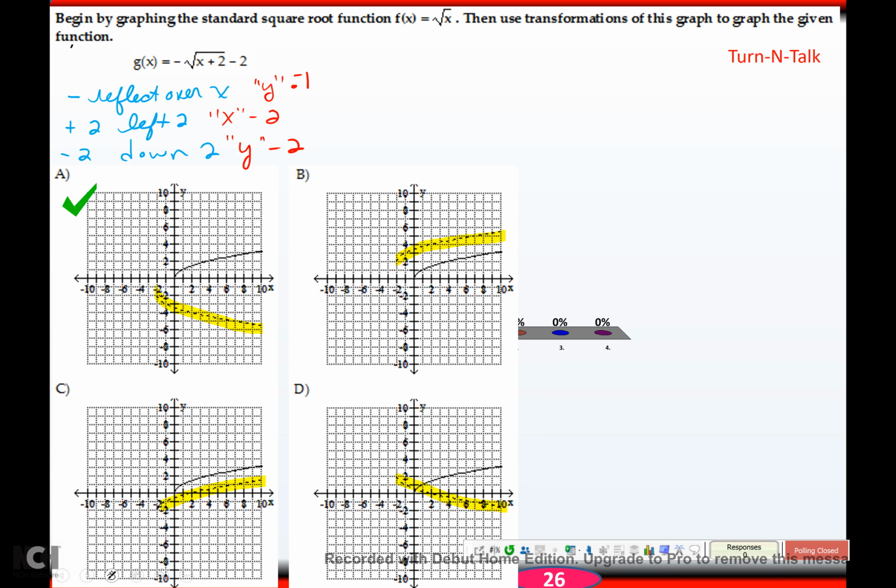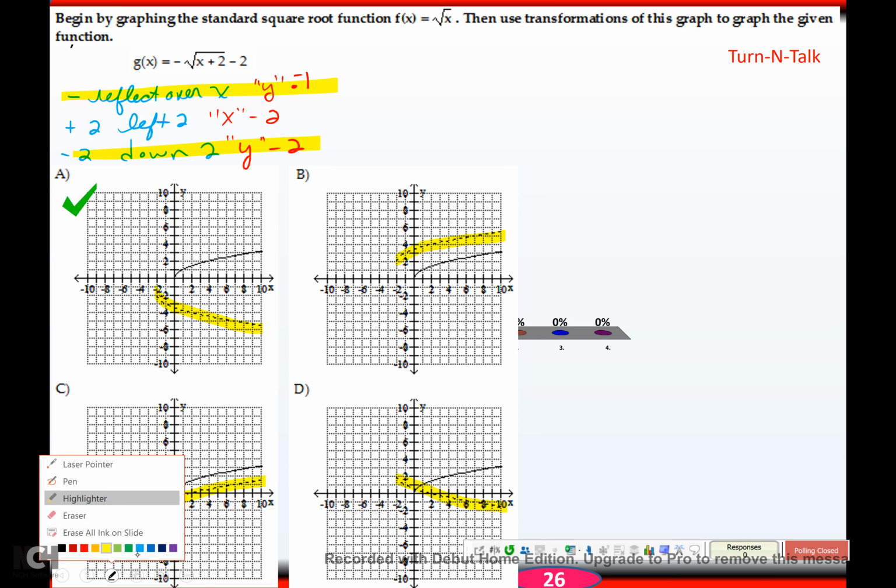So if you see, I have 2 things happening to y. Those I have to do in PEMDAS order. So I'm going to multiply first.